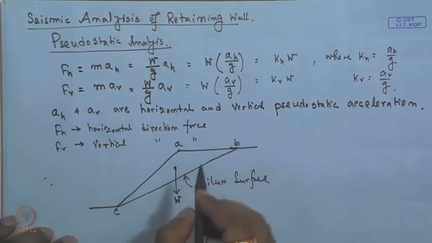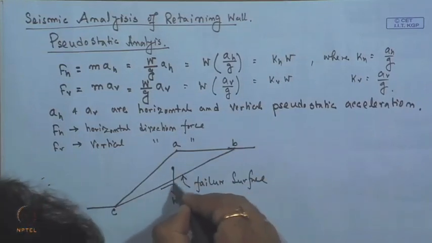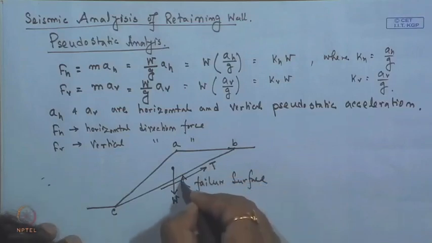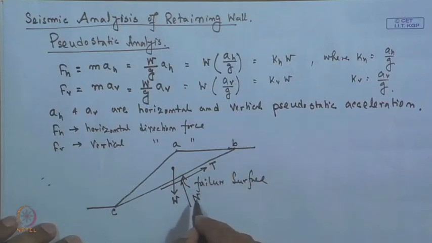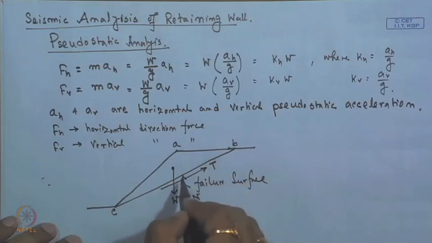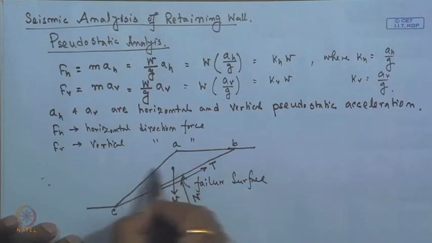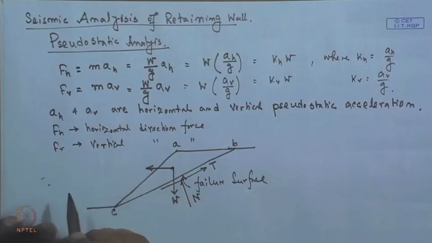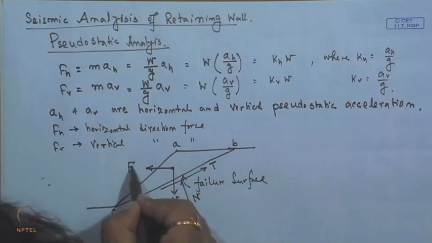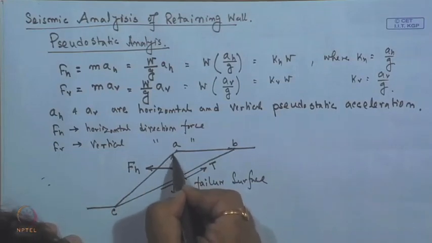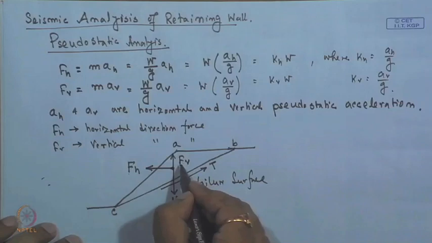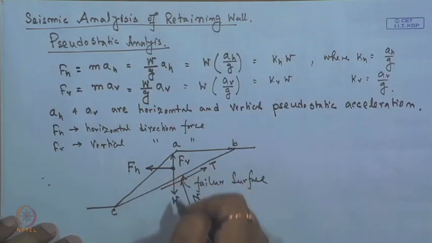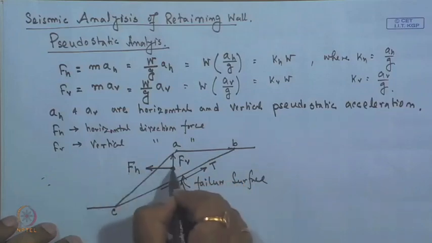W is acting in the vertical direction, and on the failure surface there is the shear force T and the normal force. These are the forces acting due to the static condition. Now if we add the pseudo-static condition, two forces will act, one in the horizontal direction equal to F H, and another in the vertical direction equal to F V. These F H and F V are the two forces acting on the weight W.